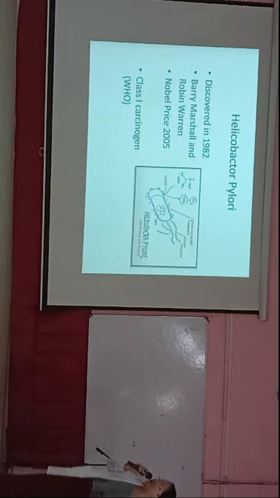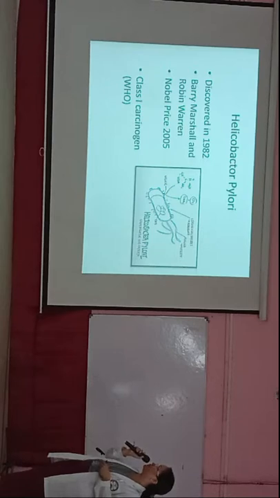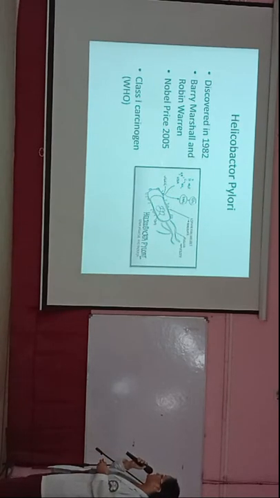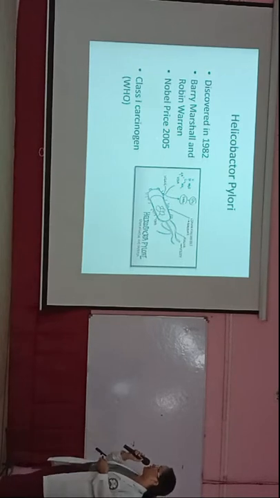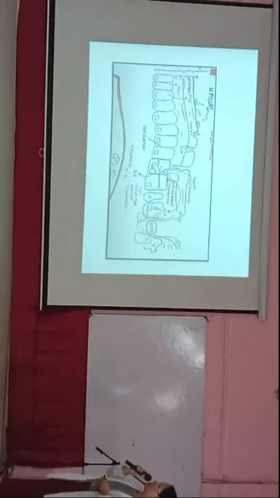So, H. pylori again, which is the most common cause in non-cardia, is a gram-negative bacillus which was discovered in 1982 by Barry Marshall and Robin Warren as a cause of peptic ulcer, for which they received the Nobel Prize in 2005. Now it is classified as a carcinogen.